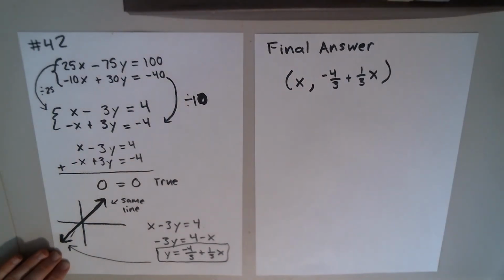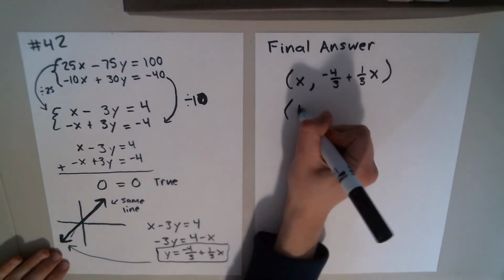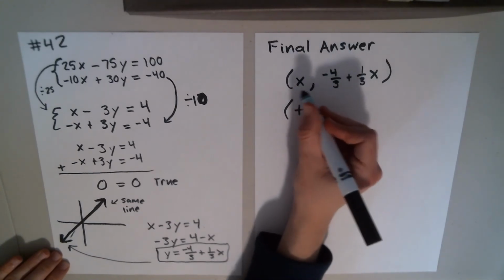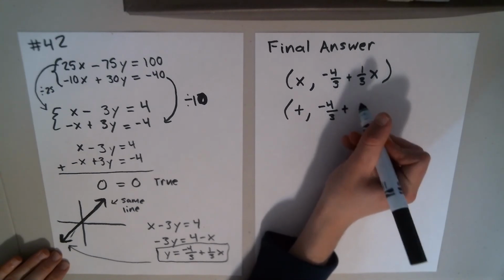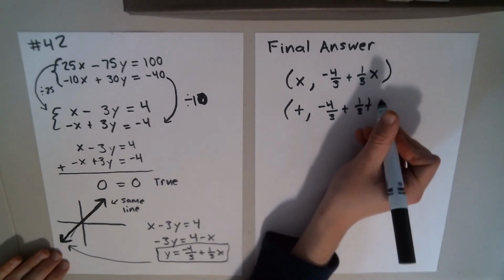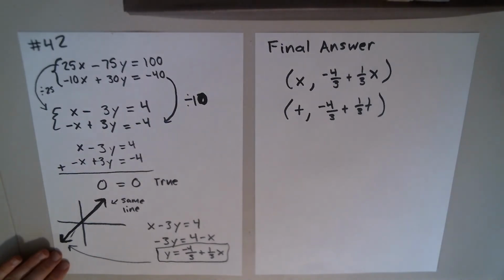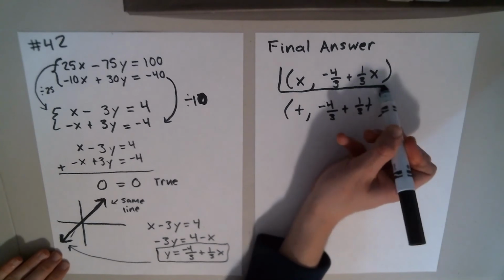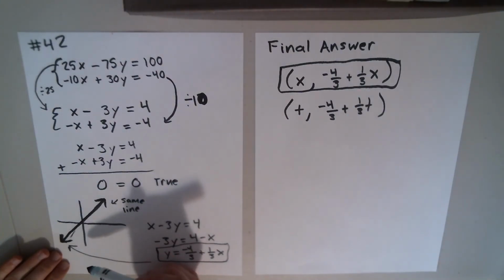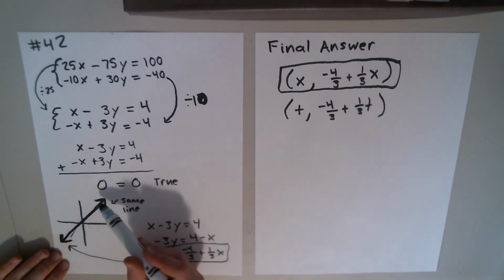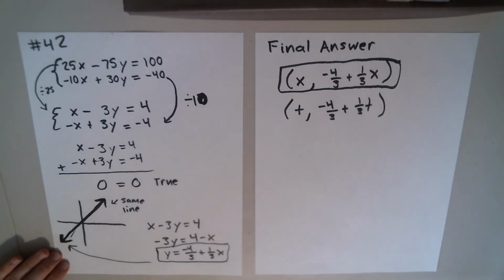Or sometimes in the book, instead of x, they would use t, okay? So they would essentially set x equal to t, and then write it like this, okay? But it's the same idea. It doesn't matter what variable you use. So this is our final answer, because there are infinitely many solutions, but they're all along this line here, okay? So it's not all real numbers, okay?